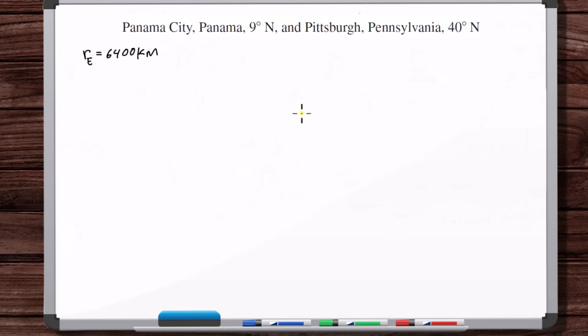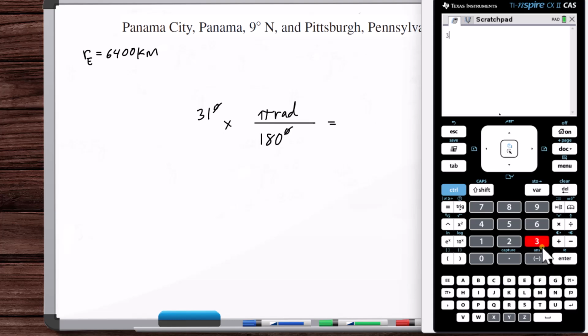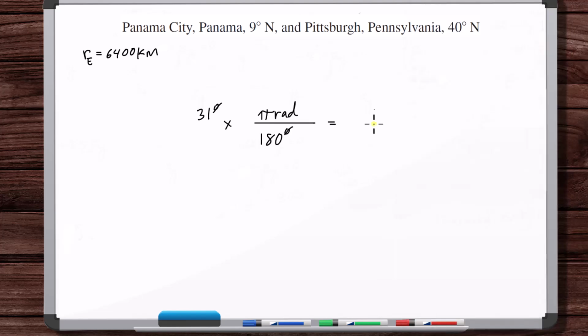So what angle is 31 degrees in radians? Okay, well, there's pi radians for every 180 degrees. Degrees cancel. 31 over 180, times pi. So that's the angle in radians.